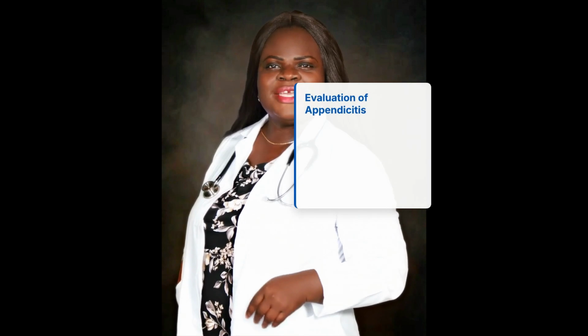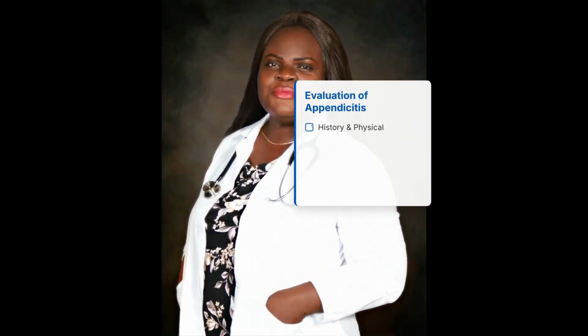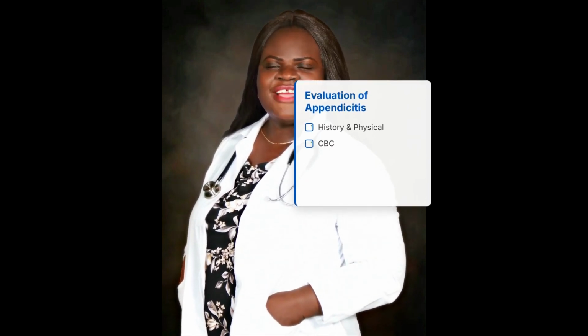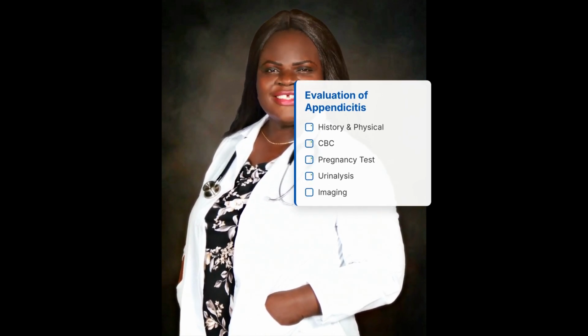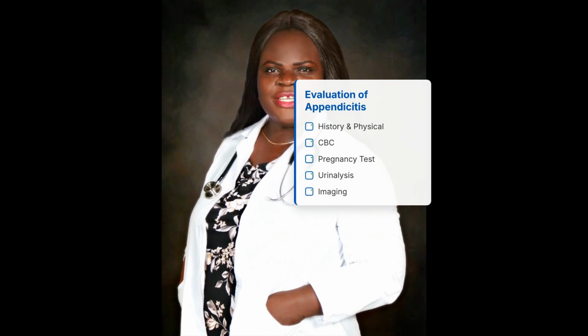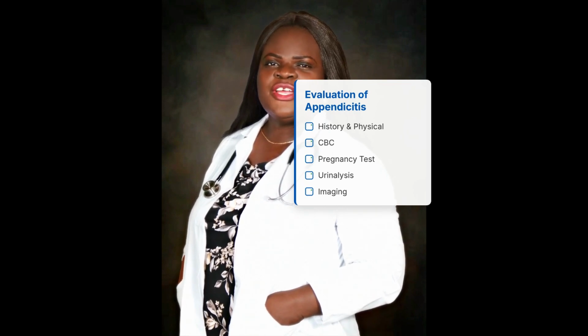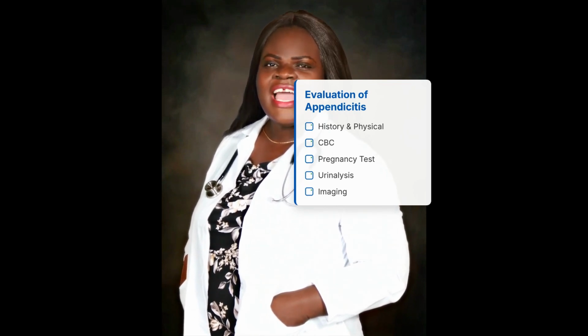If you suspect appendicitis, the evaluation may include history and physical examination, CBC, pregnancy testing when appropriate, urinalysis to evaluate alternative causes, and imaging when indicated. A CBC may show leukocytosis, but remember, a normal white blood cell count does not completely rule out appendicitis.